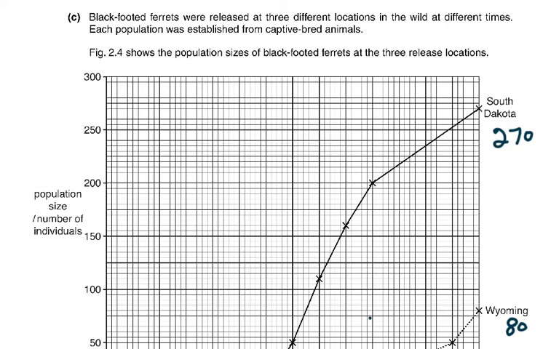Then it says black-footed ferrets were released at three different locations in the wild at different times. Each population was established from the captive bred animals. Captive breeding means you breed them in the zoo and you look after them and then you introduce them back into the wild. So they were released at three different locations at different times.